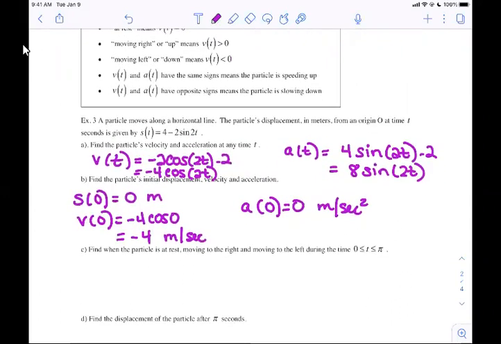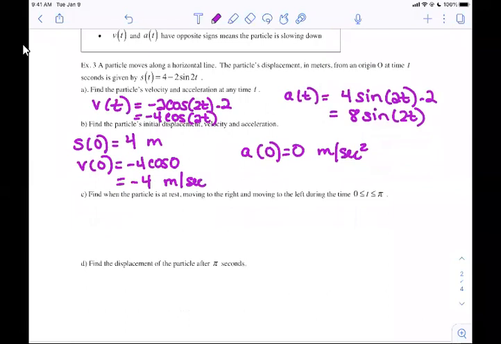All right, so the initial displacement means position is 0 meters. It was 0 plus 4, so that's 4. Then the initial velocity is -4 meters per second. And the initial acceleration would be 0 meters per second squared. Oh, so the initial displacement is just you put it in the position. Yes.